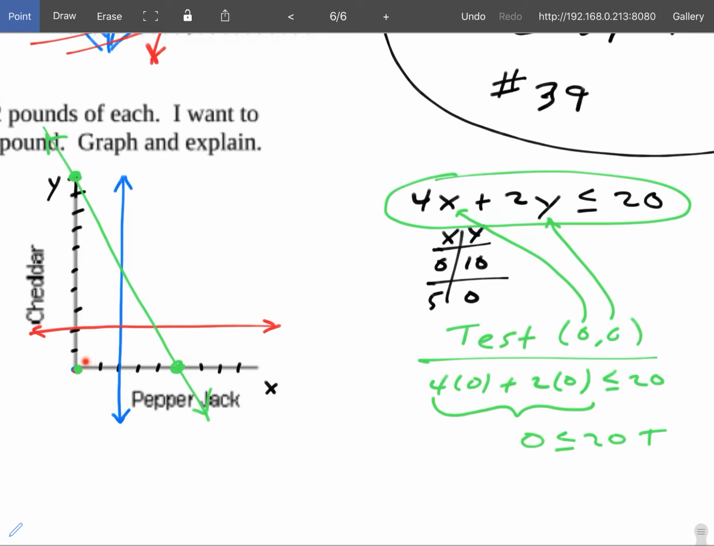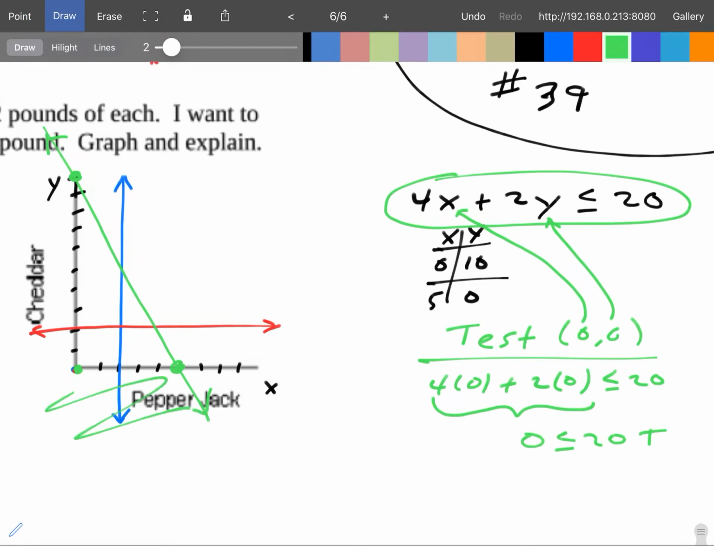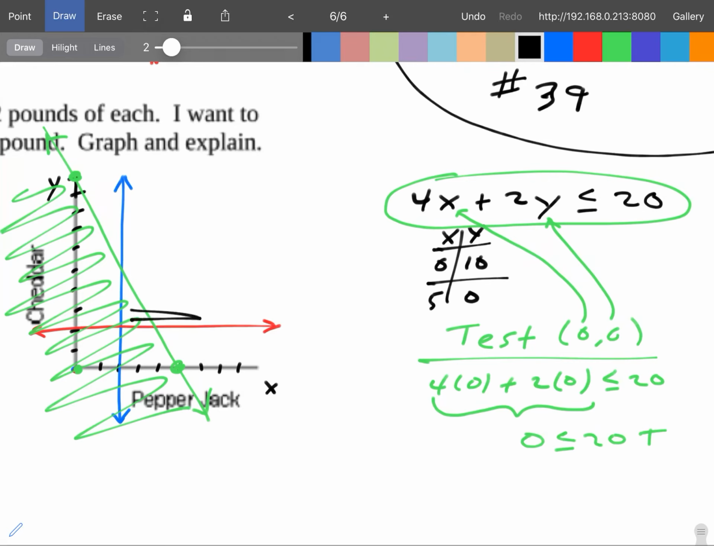So that means we pick the point over here. We pick this point. And it was true, so we want to shade that side of the green line. So that would look something like this. All right. But then remember, this part right here was already double shaded, right? Can you guys see where the triple shaded part is? It's inside that little triangle. Okay? So the points inside the triangle, those are the solutions.